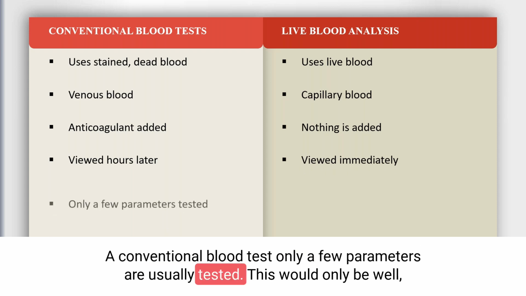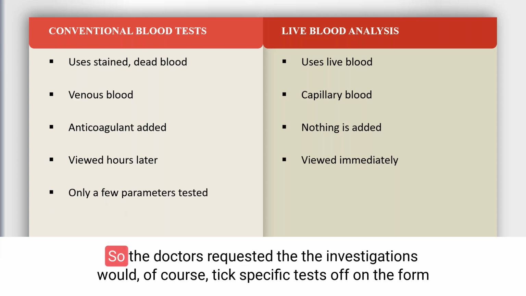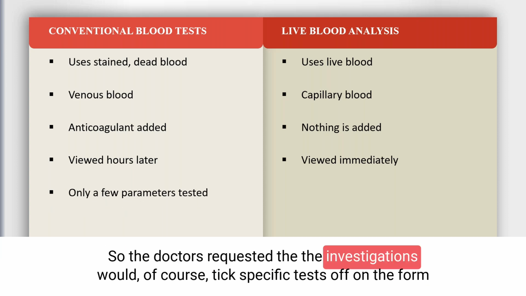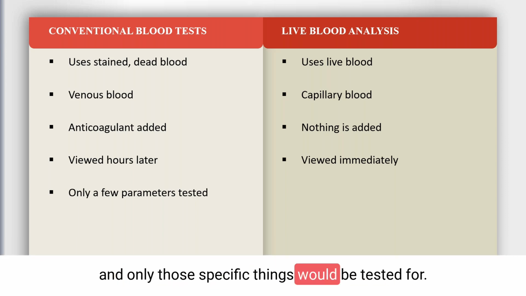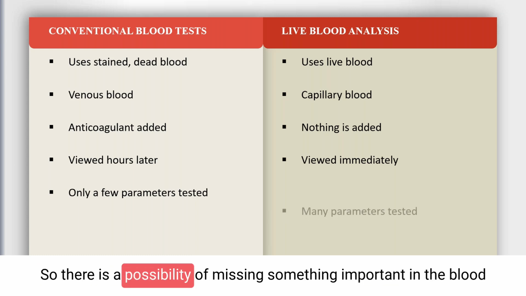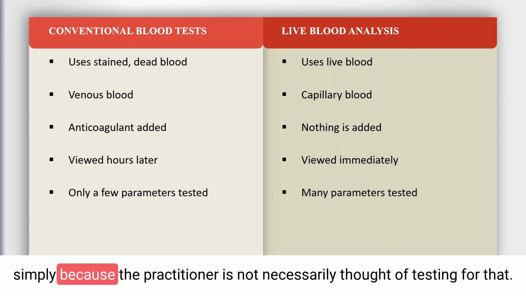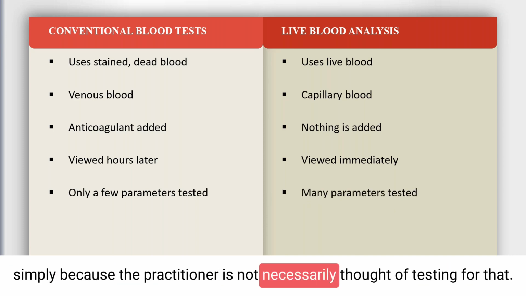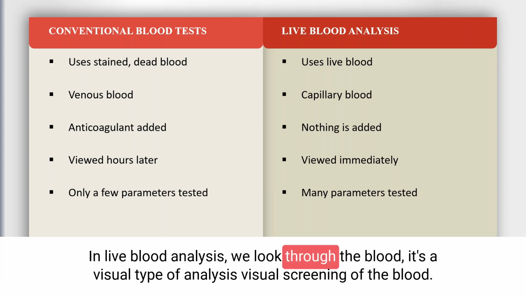Now, in conventional blood tests, only a few parameters are usually tested. These would only be the tests indicated on the form by the doctor. So the doctor that requested the investigations would, of course, tick specific tests off on the form, and only those specific things would be tested for. So there is a possibility of missing something important in the blood simply because the practitioner has not necessarily thought of testing for that. In live blood analysis, we look through the blood.